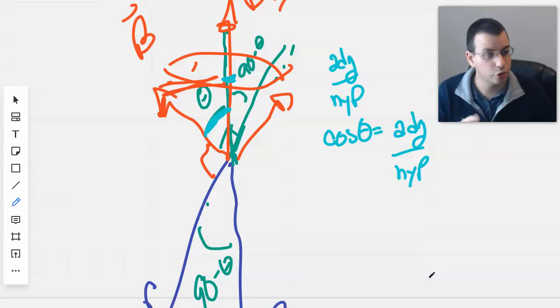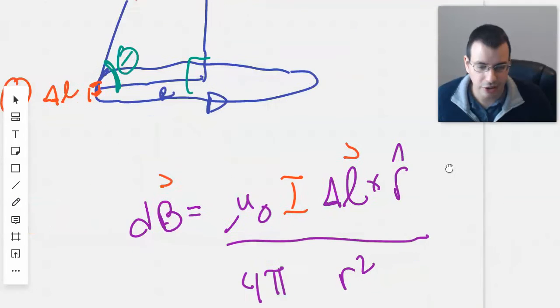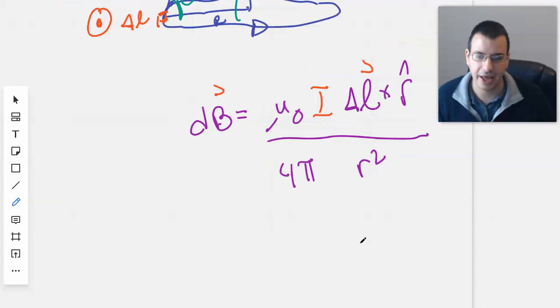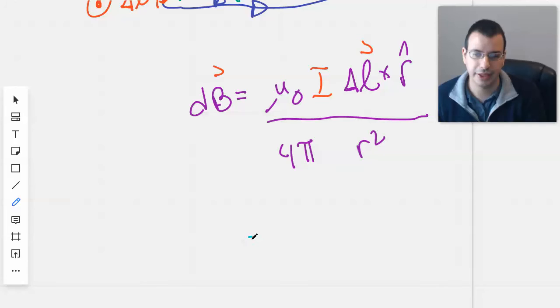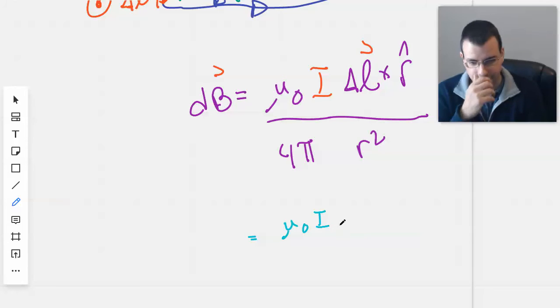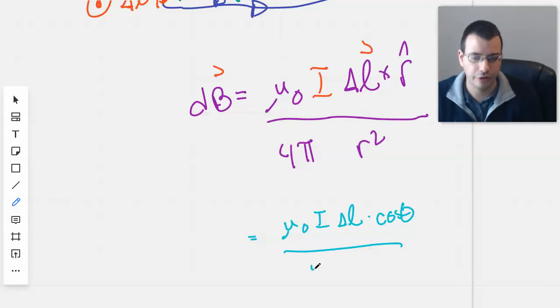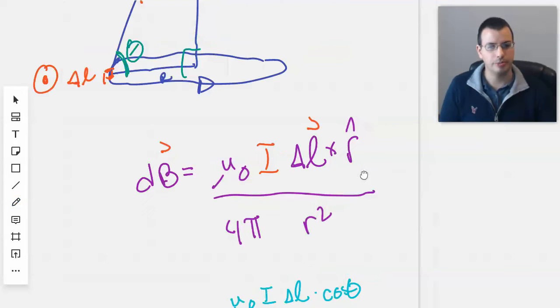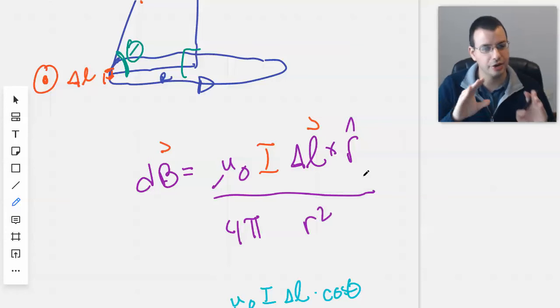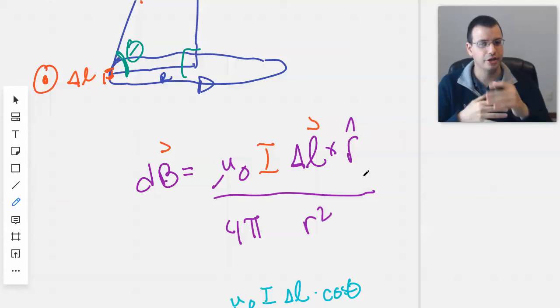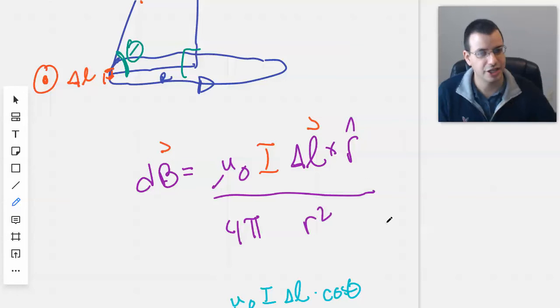So we're going to rewrite this looking for the magnitude as equals mu naught I dl times cosine of theta over 4 pi r squared. And then I dropped this r because I already took into account its direction. And since it's a unit vector, it adds nothing to the magnitude.